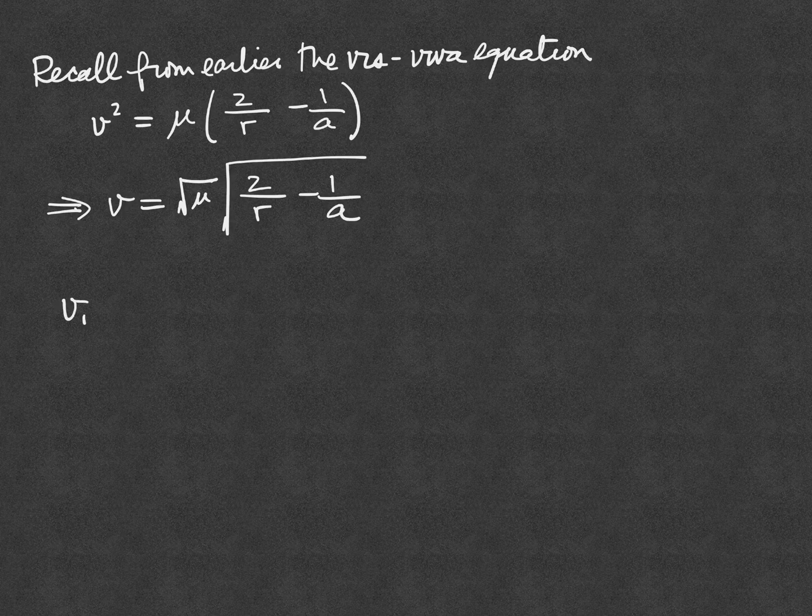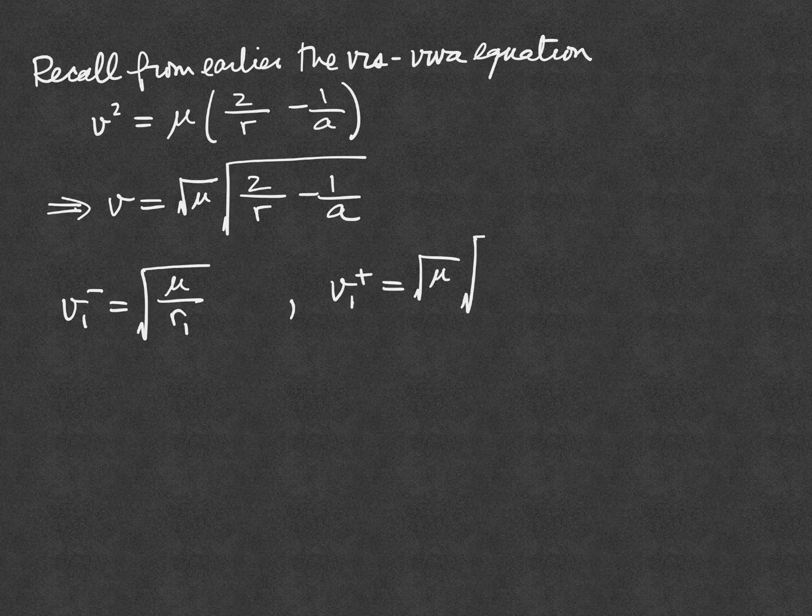So first, v1 minus, because the spacecraft is initially in a circular orbit of radius r1, is just equal to the square root of mu over r1. v1 plus is equal to, now let's use this result from the vis-viva equation, the square root of mu times the square root of 2 divided by r, but r is equal to r1 because we're applying an instantaneous impulse, so the position doesn't change, and it's minus 1 over a, where a is the semi-major axis of the transfer orbit.